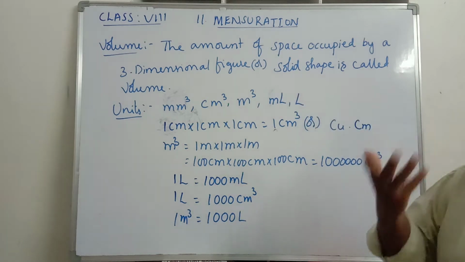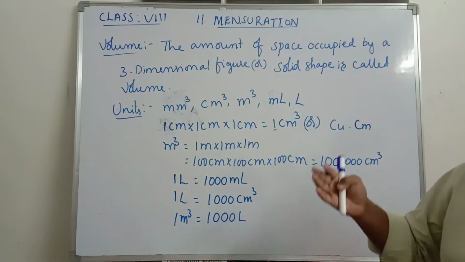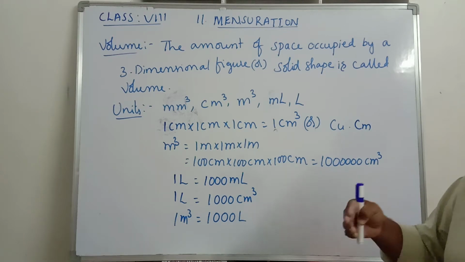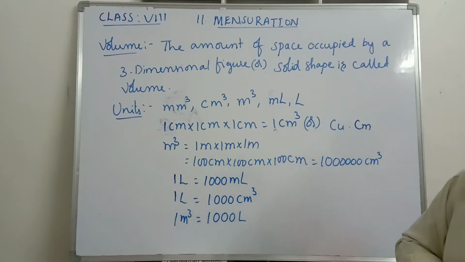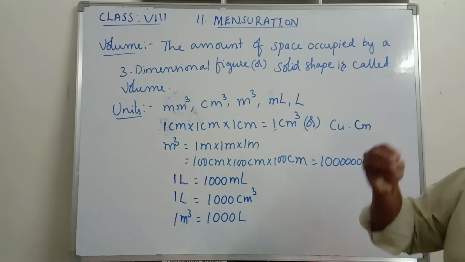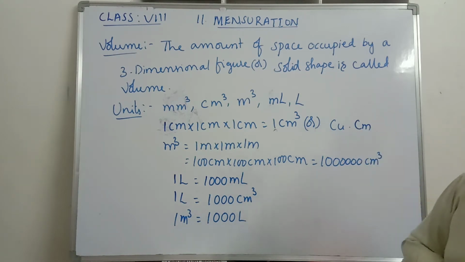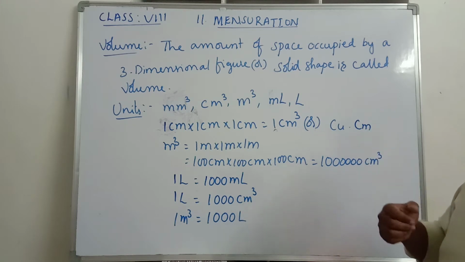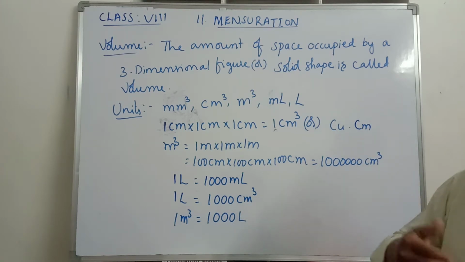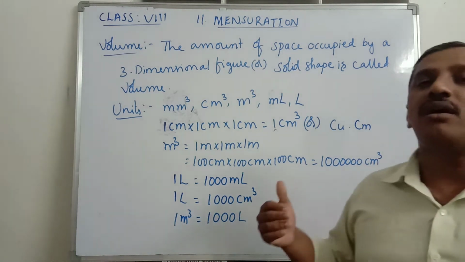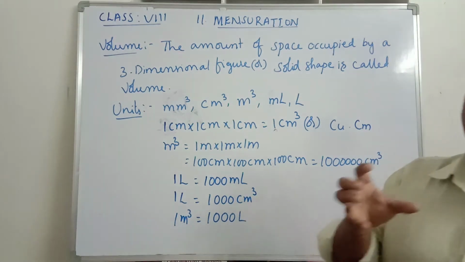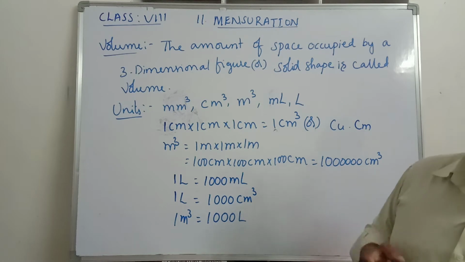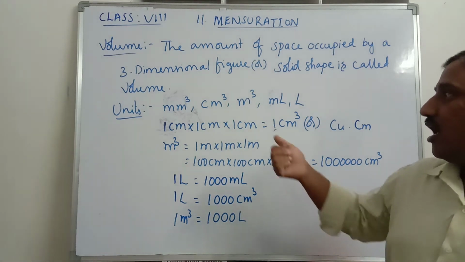So here, what is volume? You are already familiar with volume even in science: volume, density, mass. So as per mathematics, what is volume? It is the amount of space occupied by a three-dimensional figure or a solid shape, that is called volume, and its units are cubic units.